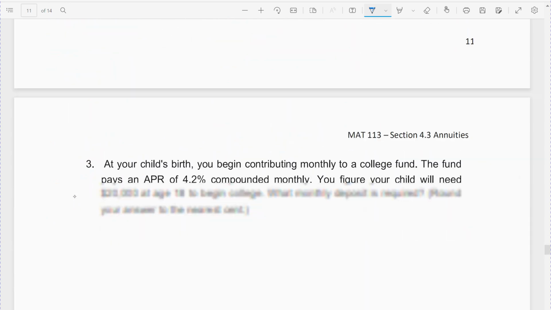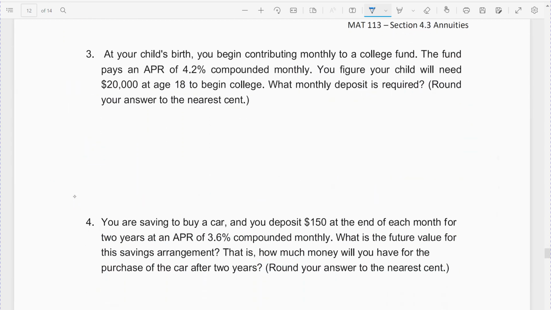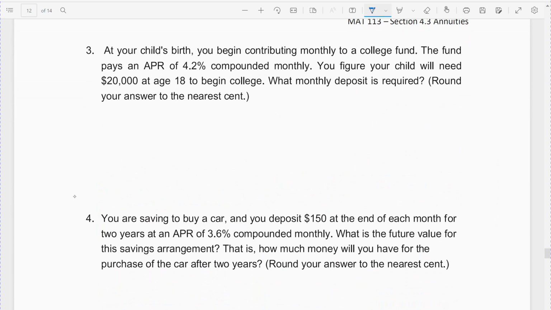Alright, next example. At your child's birth, you begin to contribute monthly. And so this is an accumulation fund. This is the first case. Alright, you have an APR of 4.2% compounded monthly. You figure your child will need about $20,000 at the age of 18 to begin college. What does the monthly deposit require?